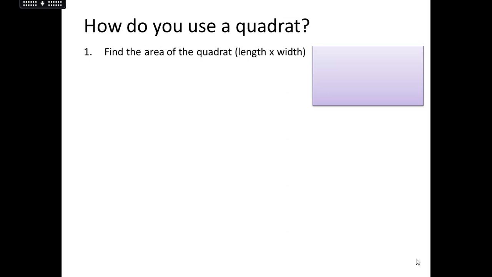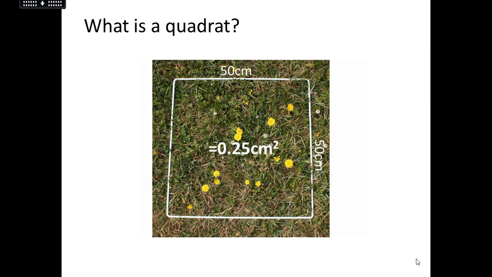So how do we use this quadrat? In the purple box, I'm going to do the maths with you. First off, what we just did was find the area of the quadrat by length by width or depth. So our quadrat was 25 centimetres squared. Hold on, I did a typo there. It should be 25 centimetres squared, not 0.25.